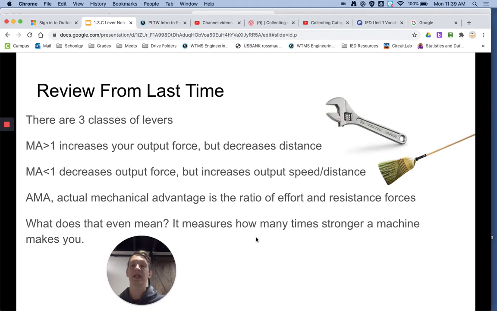So actual mechanical advantage is the ratio of effort and resistance forces. What does that mean? It's just how many times stronger something makes you. In the case of a broom, let's say it has a mechanical advantage of 0.1 or 1/10. That's making you 0.1 as strong, but it's making the broom move 10 times faster or 10 times farther than your hands are. That's all it means: how much stronger or how much faster something makes you.